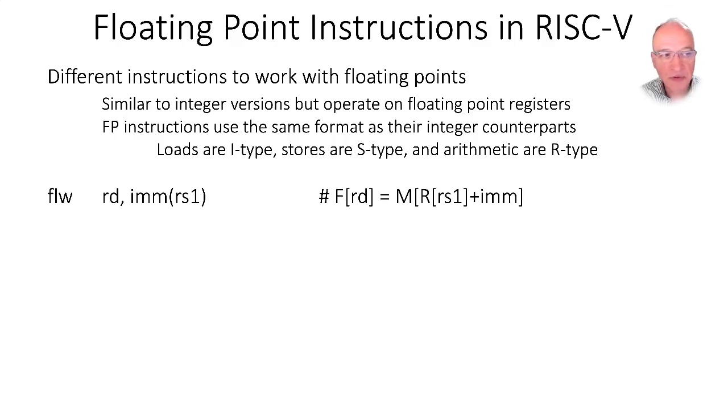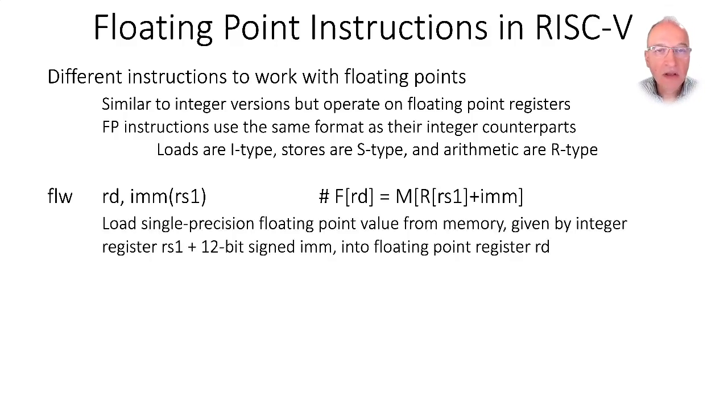So, for example, I can have an FLW. That's a floating point load word. So the floating point load word has exactly the same format as the load word. It's going to load a single floating point value from memory given by the register RS1, RS1 is an integer register, plus the 12-bit signed immediate, into the floating point register RD. So the difference here from the load word instruction is that the destination register is not an integer register. The destination register is a floating point register.